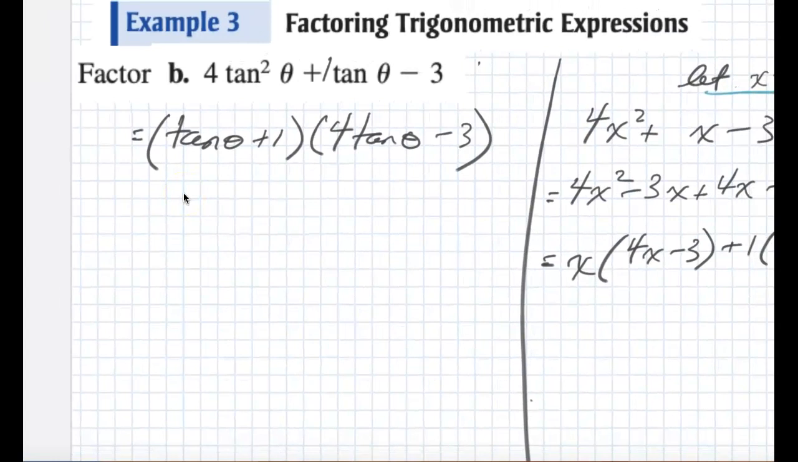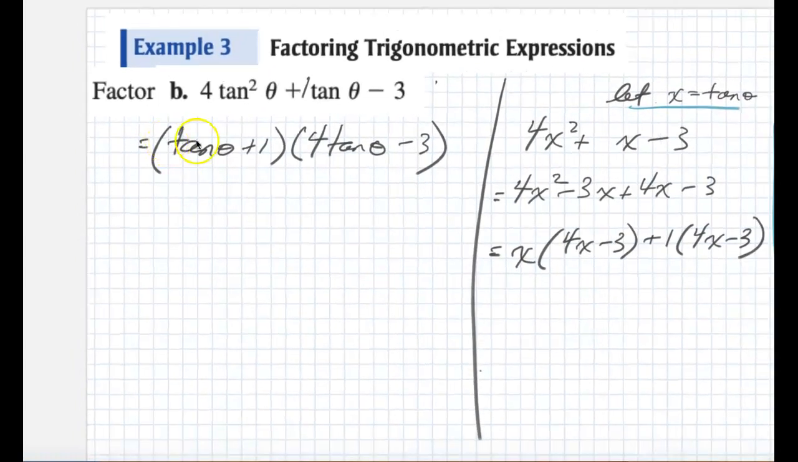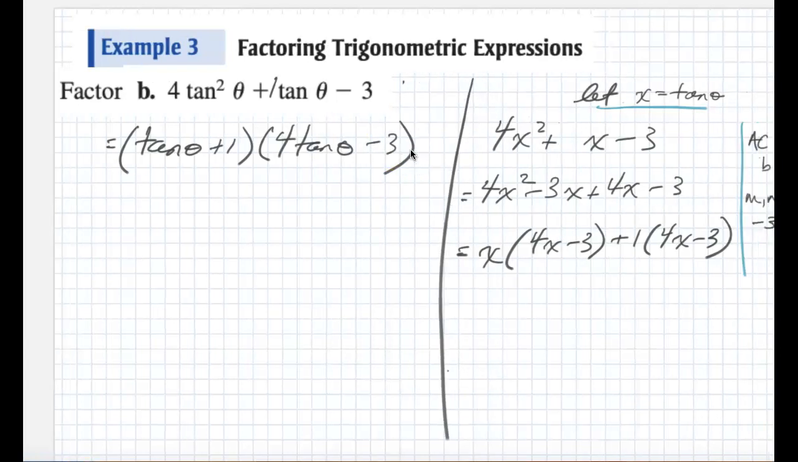Why would anybody do that? Well, if you were up against a trig equation, if this was actually set up equal to a number, like let's say 0, then now you would have two separate expressions, two more straightforward, they're not easy, but better equations to solve set up equal to 0. Anyway, that is factoring a trinomial with trigonometry involved, okay?